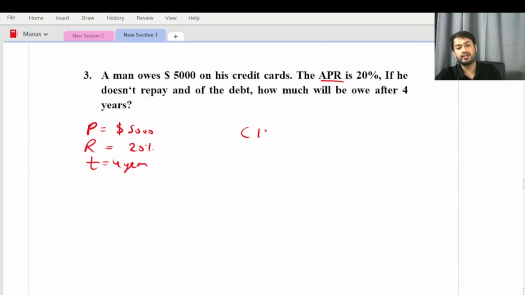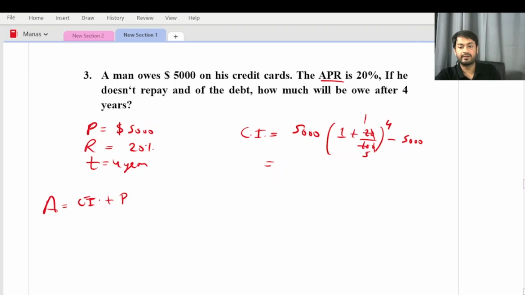Now here you need to understand that you are finding the CI, compound interest. To find the amount, that is equal to compound interest plus principal amount, right? So here the compound interest will be 5,000 times 1 plus 20 upon 100 to the power 4 years minus 5,000, right? So this will be 0 0 cancel, 2 times 1, 5 times 1. So if you take the LCM, it is 5,000 times 6 by 5 to the power 4 minus 5,000.